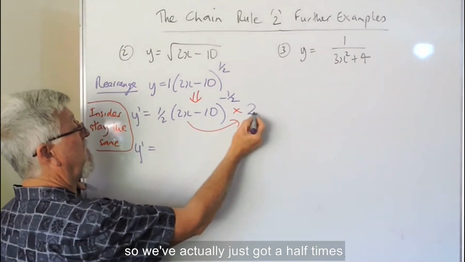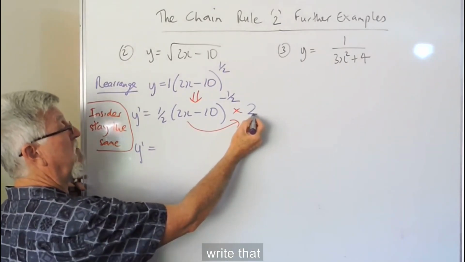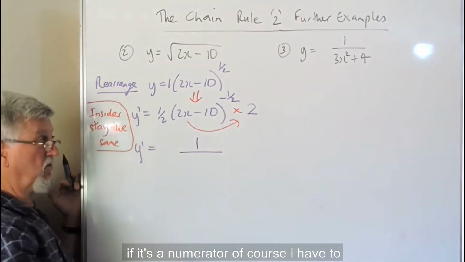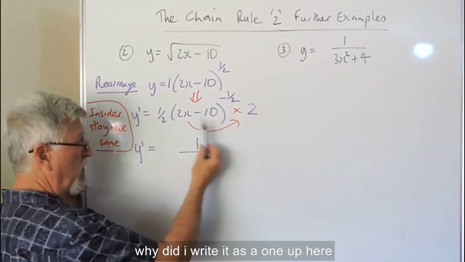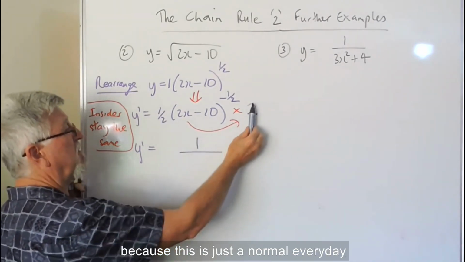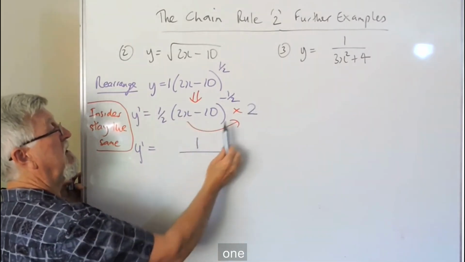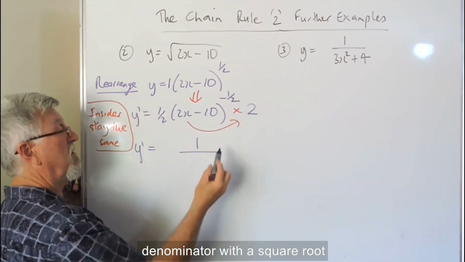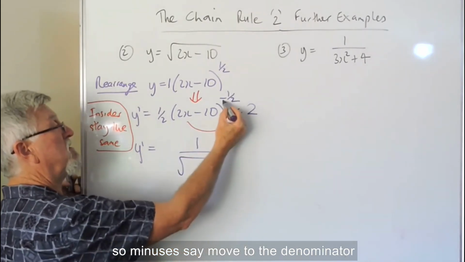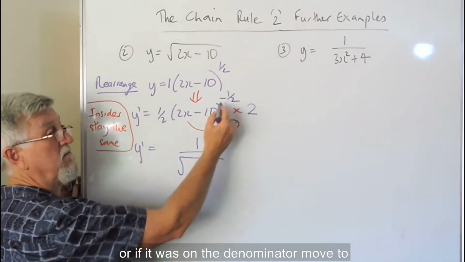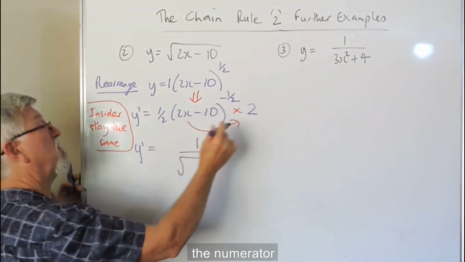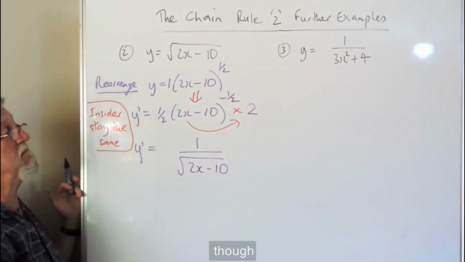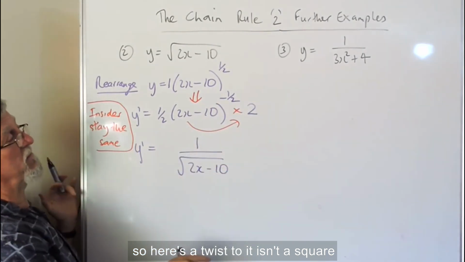So we've actually just got a half times 2, which is 1, so I don't have to write that. I could if I wanted to. There's my 1. If it's a numerator, of course, I have to write the 1. Why did I write it as a 1 up here? Because this is just a normal everyday 1. Minus means we're going to go to the denominator with a square root. So minus is a, move to the denominator, or if it was on the denominator, move to the numerator, put a square root of what we started with, 2x take 10. There's a question done.